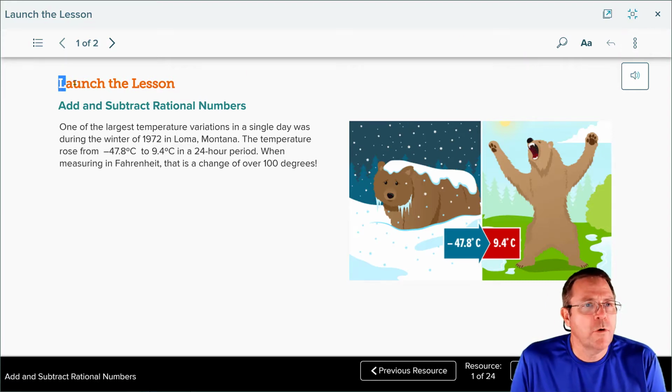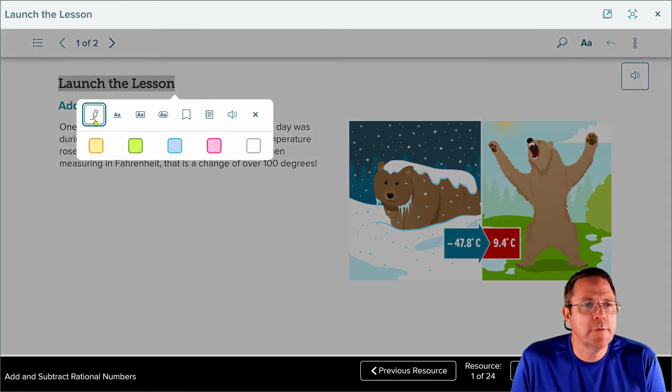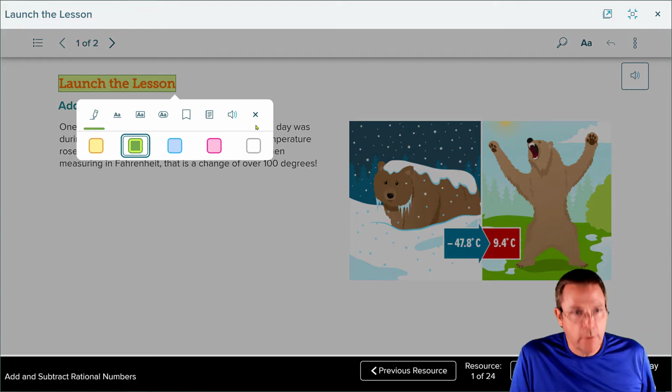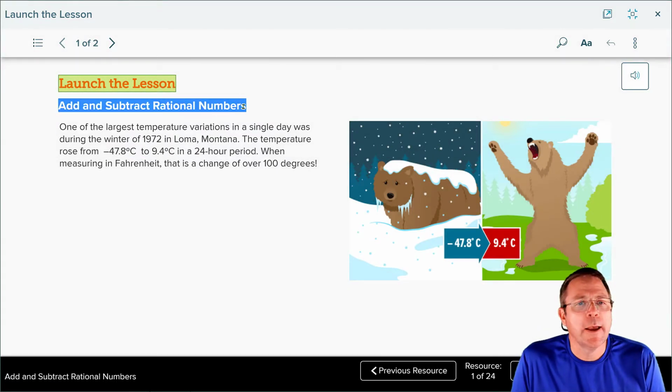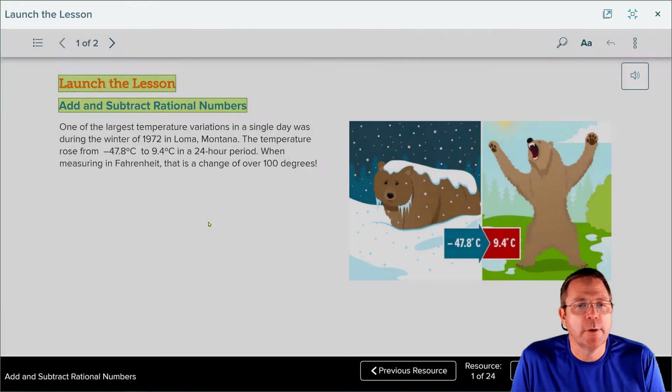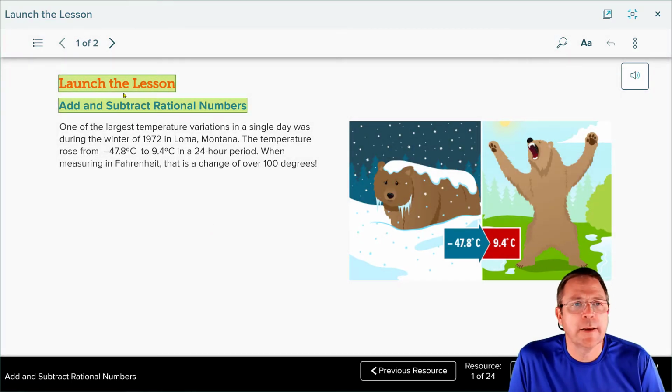Of course, you want to start off by writing down 3-7 and, whoops, not launch the lesson. That's not the one we want. Add and subtract rational numbers is what you want, because that's going to be your lesson title.